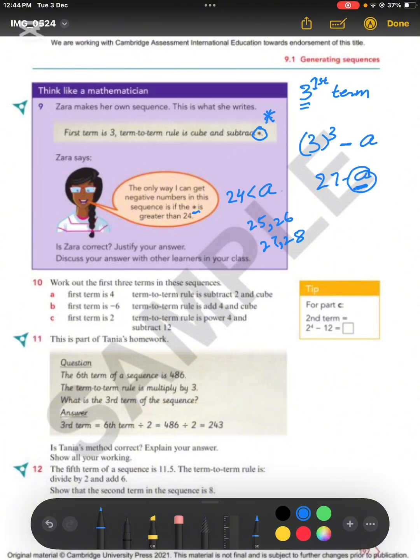So I think she's right, because when we take this 27 as it is, and at the place of a, if I choose a number greater than 24, it might be 26, 27, 28, 29. If I choose, let's suppose 28, it will give me -1. So Zara's answer is correct. In the justification we can write that while taking the cube of 3, the first term, it gives us 27, and when we choose a number greater than 24, as we have taken it here as 28, and subtract it, it gives us a negative number.